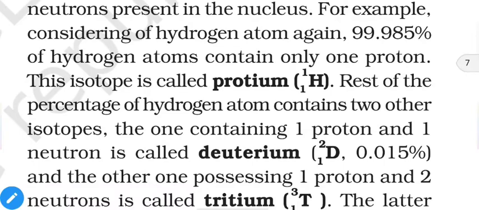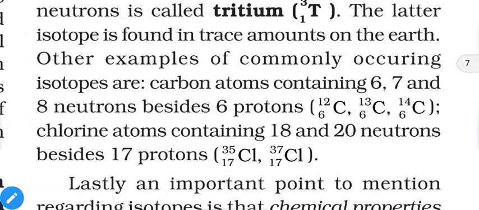Now this isotope of hydrogen is called protium, and the rest of the percentage of hydrogen atoms contains two other isotopes. One contains one proton, one neutron, one electron, which is called deuterium, 0.015%, and the next one is tritium, with one electron, one proton and two neutrons. So the amount of tritium is very small on earth, okay, and it is almost non-existent if we compare it with the other two. Now carbon also contains these types of isotopes.